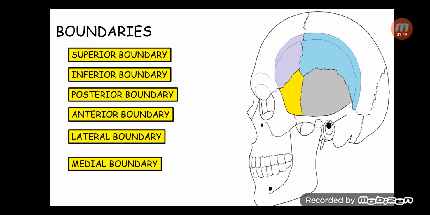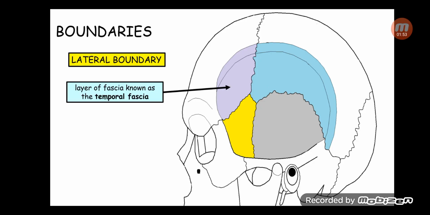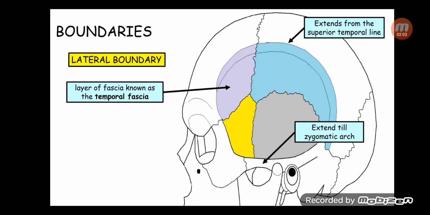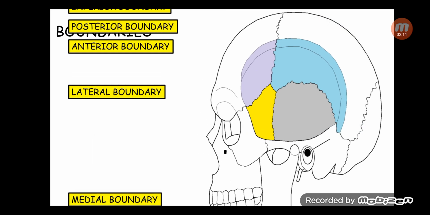Now we will talk about the lateral boundary of the temporal fossa. The lateral boundary is formed by a layer of fascia known as the temporal fascia. It extends from the superior temporal line to the zygomatic arch. It covers the temporalis muscle in the temporal region of the skull.